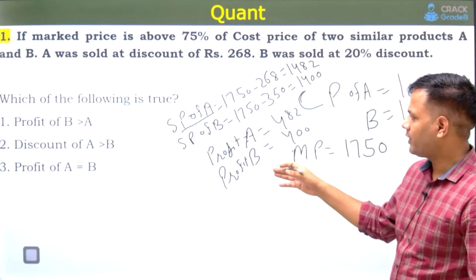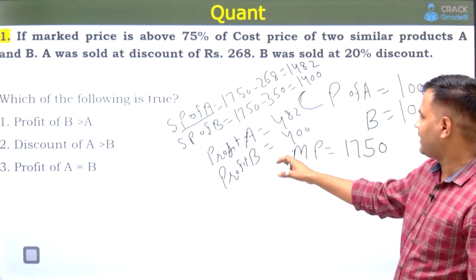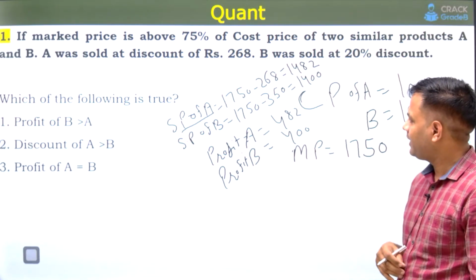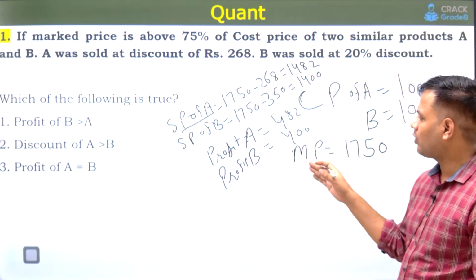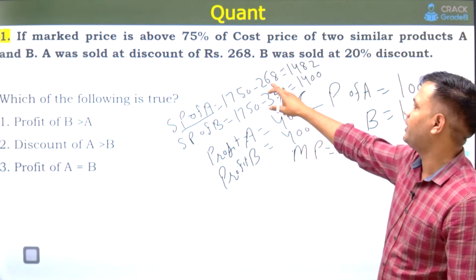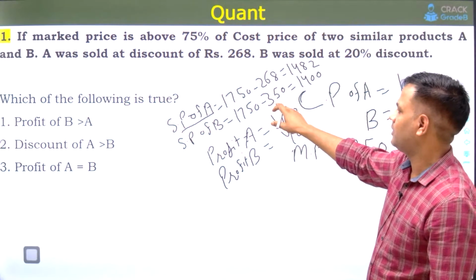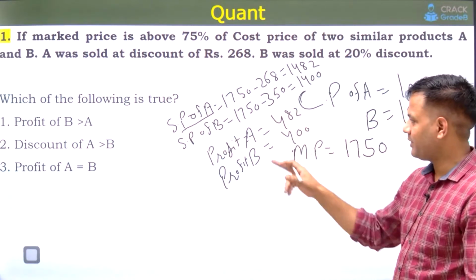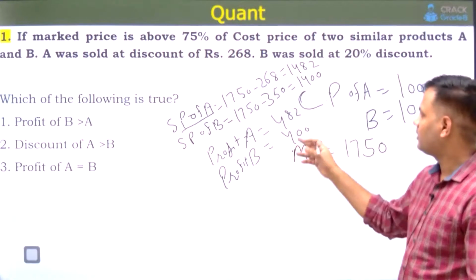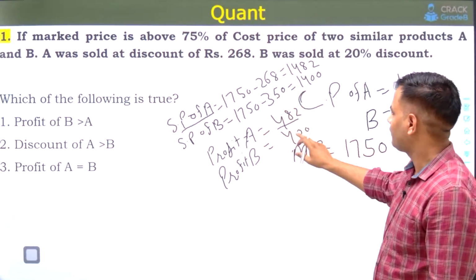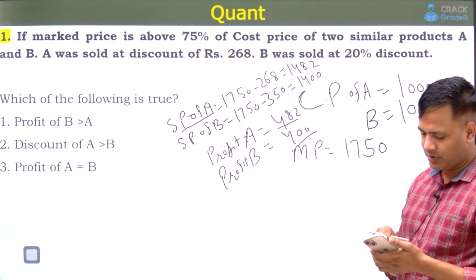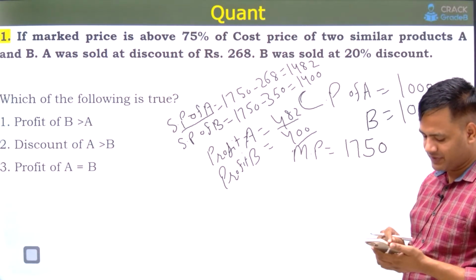The first statement, profit of B is greater than A, is a wrong statement. Discount of A greater than B: it is 268 versus 350, so this statement is also wrong. Profit of A equal to B is also wrong. So all these statements are not true, and accordingly it can be answered.